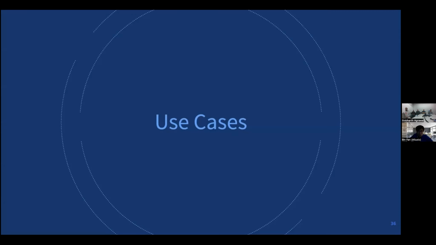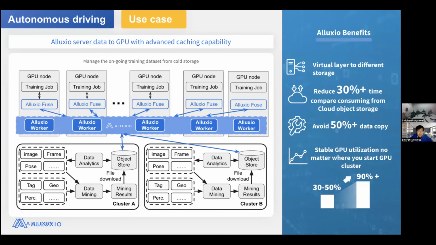Okay. Yeah, this is the last slide. Basically, I want to show one use case of how we are able to reduce the time by 30% compared to consuming from cloud storage by adding this virtual caching layer. It's for an autonomous driving company. Essentially, they have a training cluster, and they have different clusters to store the data. So the training is based on data sets from different clusters, cluster A and cluster B.